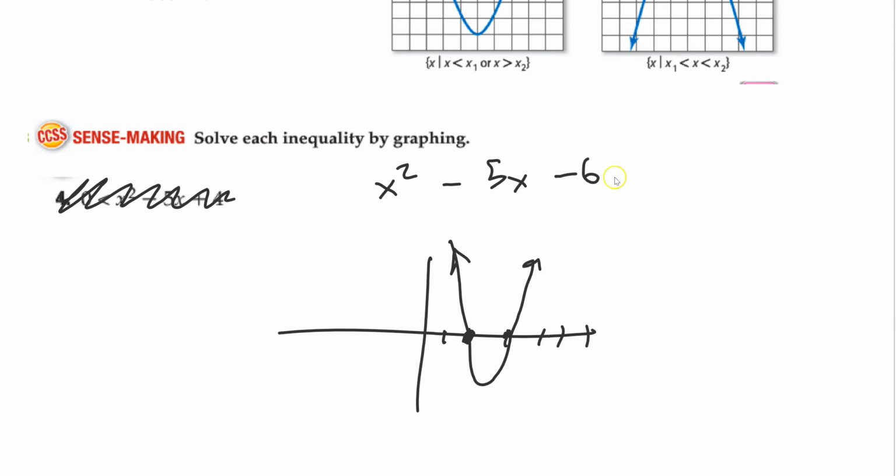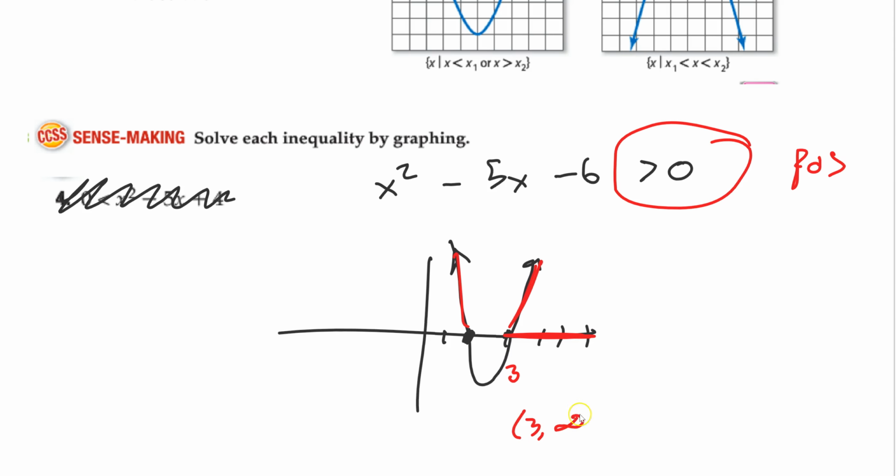I want to know where this graph is greater than 0. Well, look at the picture, right? They want greater than 0. They want positive. So where's your graph positive? Well, it's positive right here and right here. So your answer is actually this part, which is 3 to infinity, or x is greater than 3.